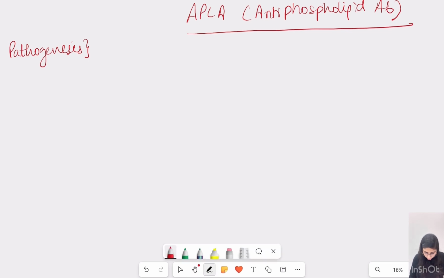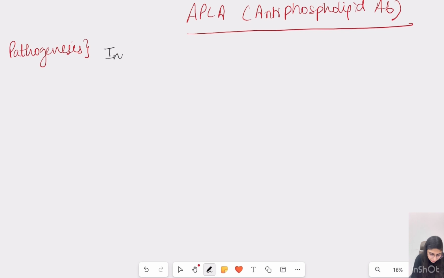Okay, so if we talk about the pathogenesis of APLA syndrome, as the name suggests, it is an antiphospholipid syndrome, right? So there are antibodies against the phospholipids. So antibodies are binding to the phospholipid.